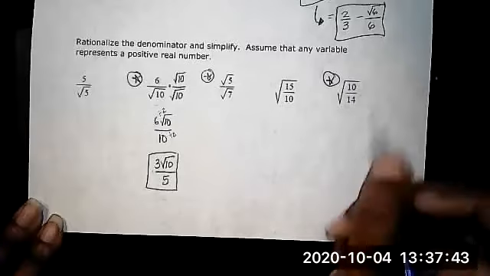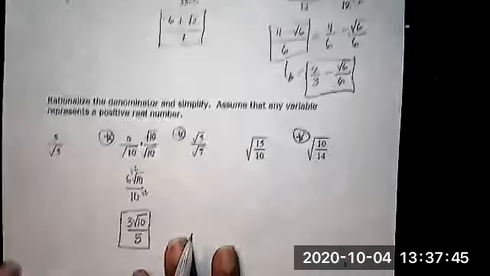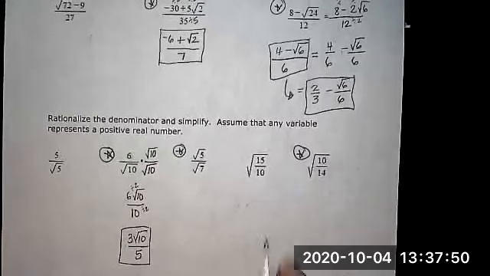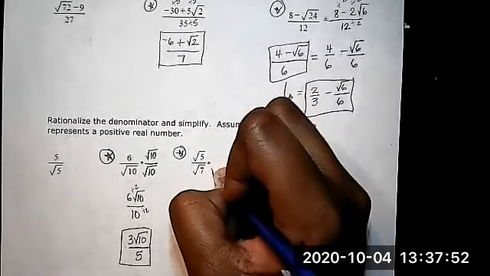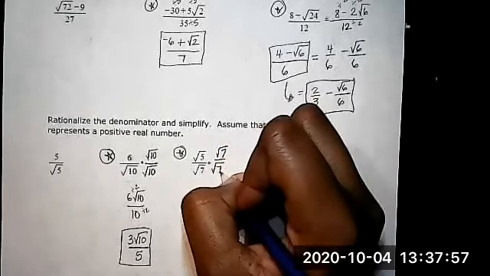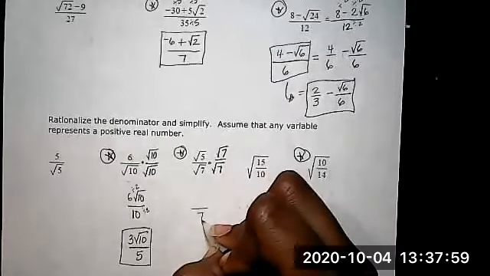Okay? I'm not expecting this to be easy, but it's something you have to do. All right, same situation here. I'm going to multiply both top and bottom by the square root of 7 because I know the square root of 7 and square root of 7 becomes 7 on the outside.